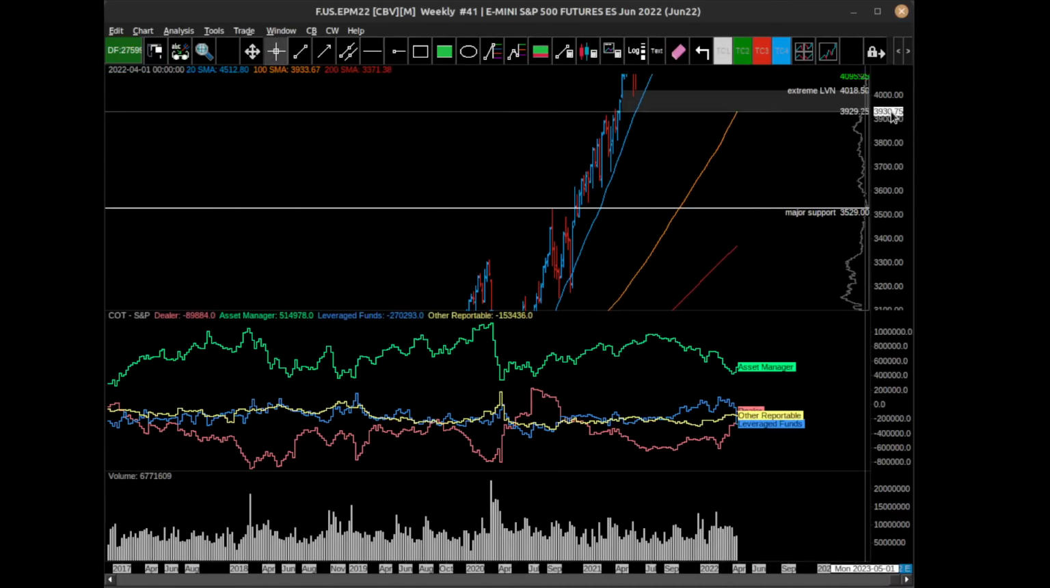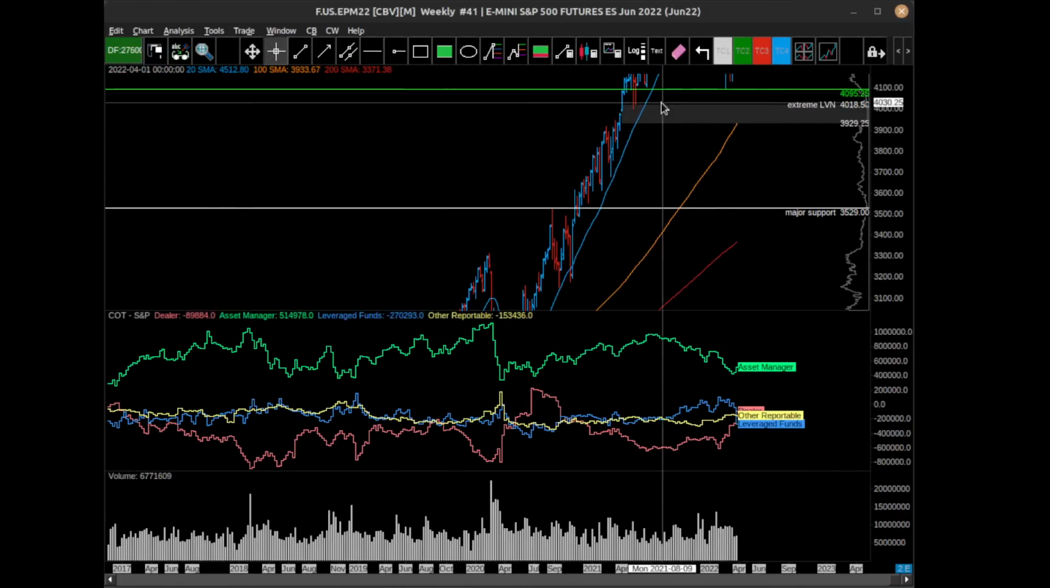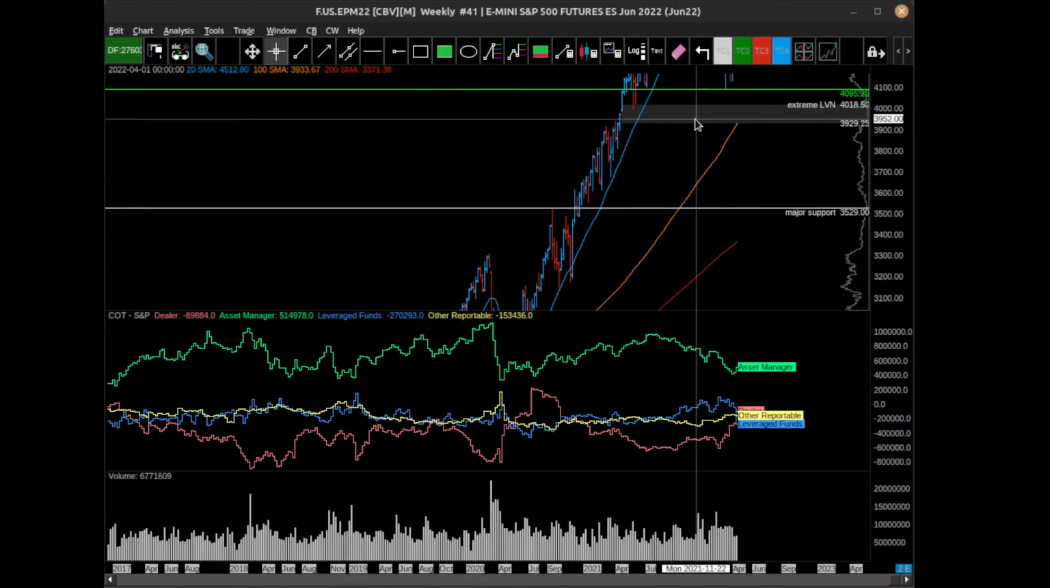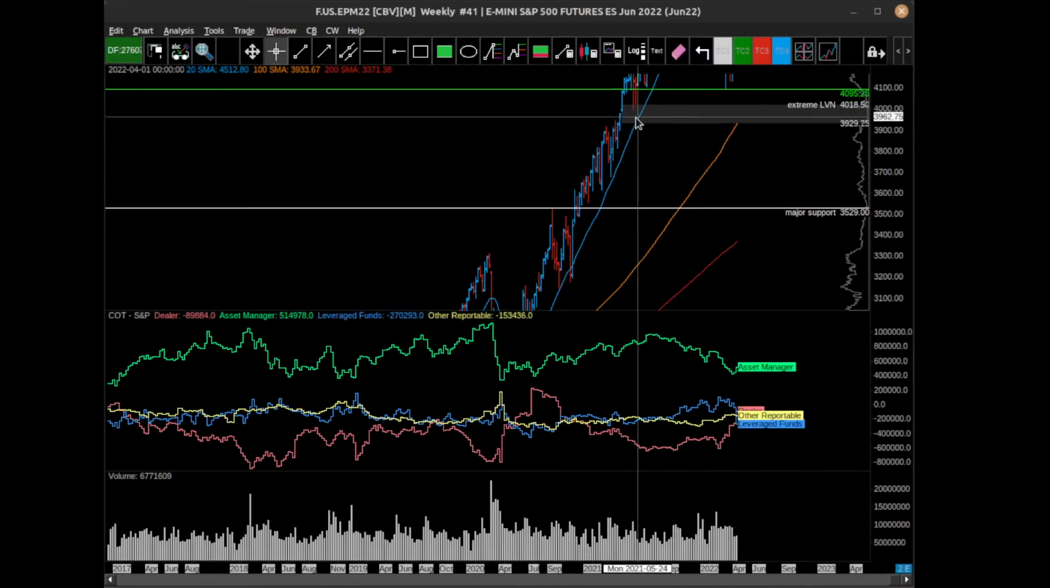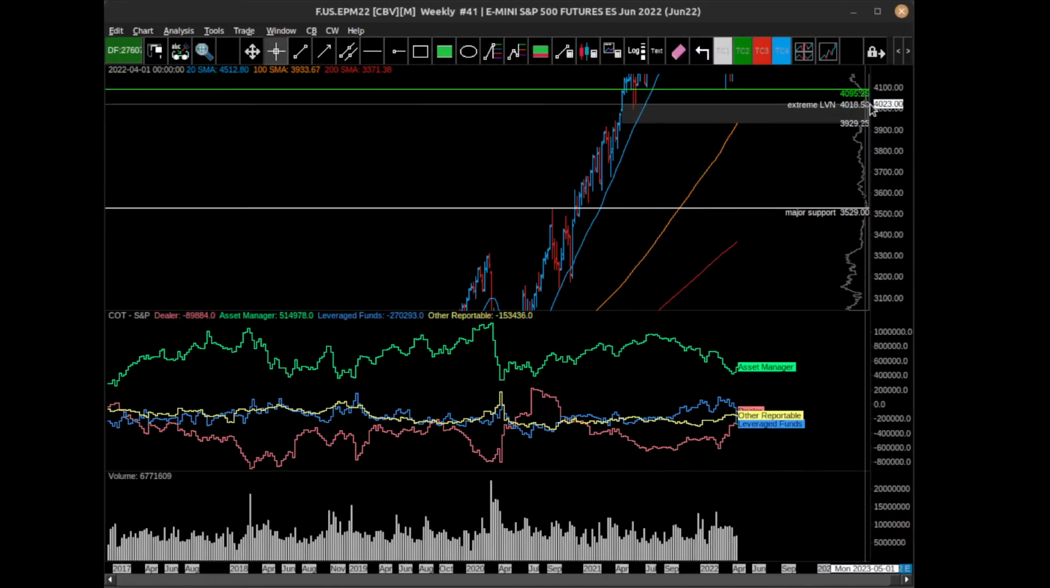So this on the weekly is an extreme LVN. So this is going to be relayed on to lower time frame charts. This is really interesting to me that there was just hardly any volume down here.